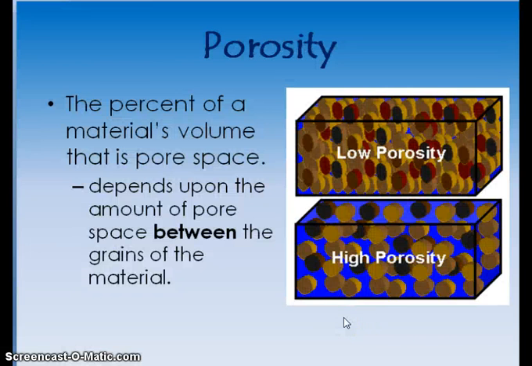Okay, porosity then is how much pore space you have. This depends upon the amount of space in between your grains, okay? We're not talking about water going through now. We're talking about water remaining within these spaces. So in these two pictures, the blue obviously is the water. You can see there's a low porosity up here. There's not a lot of space. Down here, there is a lot of space, so we have a high porosity.